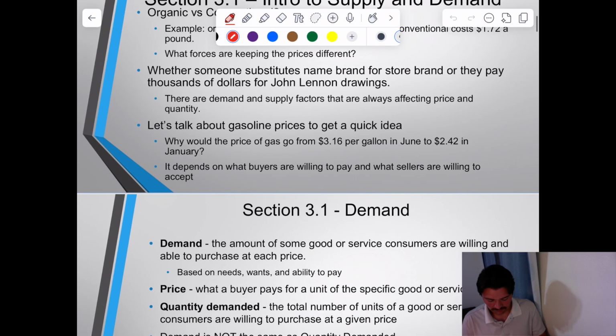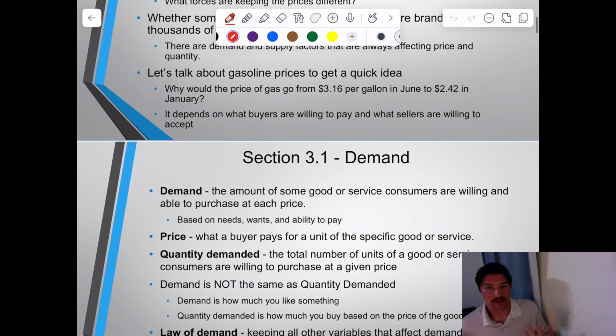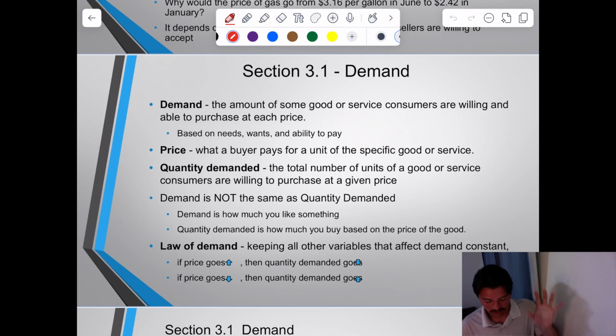So let's get into that. From the demand side, that's the consumers demanding the amount of a good or service they're willing to pay and able to purchase at each price. This is based off of your needs, wants, and ability to pay. Price, what we're talking about here, is what you're paying for a unit of a specific good. And then we're going to talk about quantity demanded, which is the total number of units of a good or service that consumers are willing to pay for at a given price.